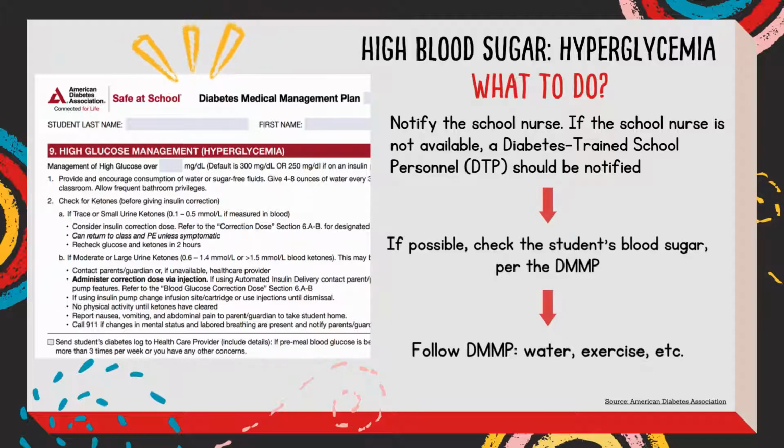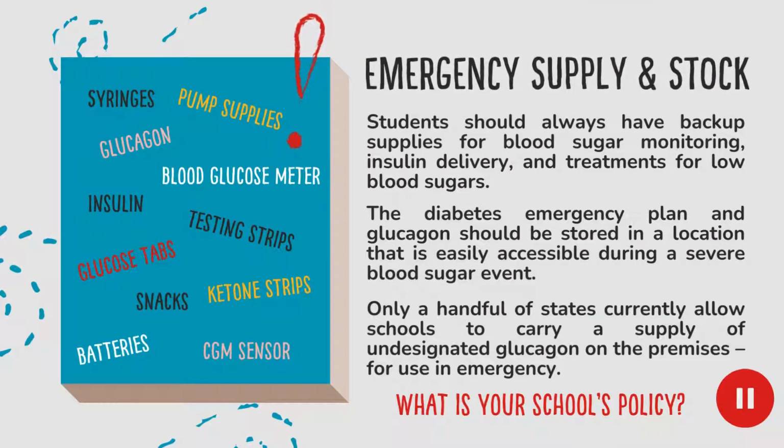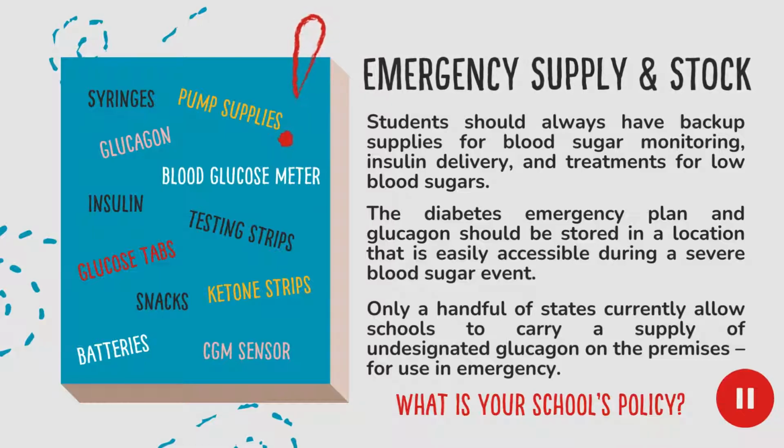While it should be the school nurse or a diabetes-trained school staff member that has been delegated to assist and treat the student with hyperglycemia, it is helpful for school staff to understand the process and how it may affect a student. Management of type 1 diabetes requires many supplies. Students should always have backup supplies for blood sugar monitoring, insulin delivery, and treatments for low blood sugars, and some may need to be stored in classrooms. As well, the Diabetes Medical Management Plan and glucagon should be stored in a location that is easily accessible during a severe blood sugar event.